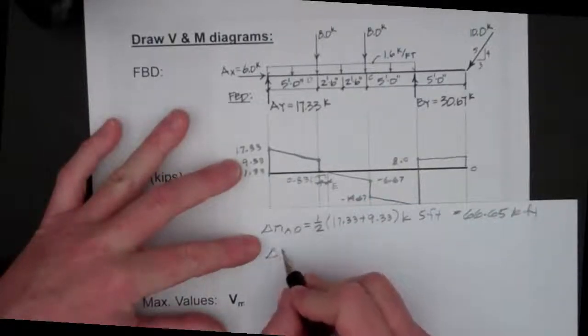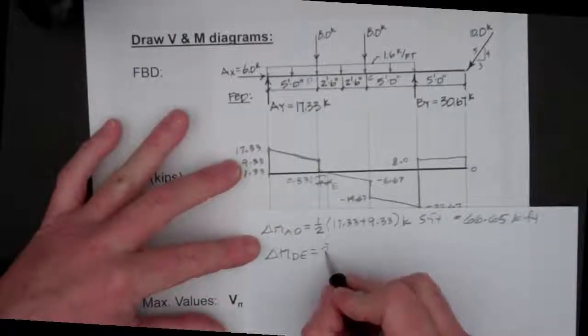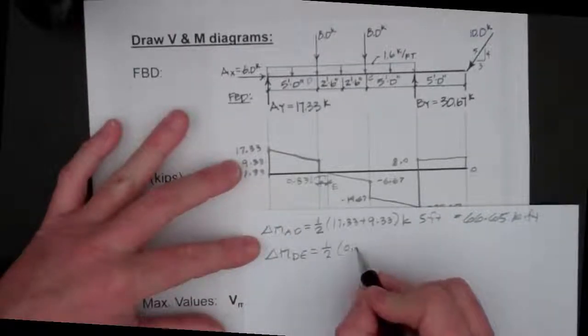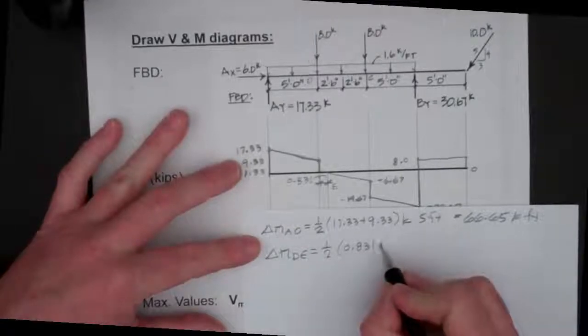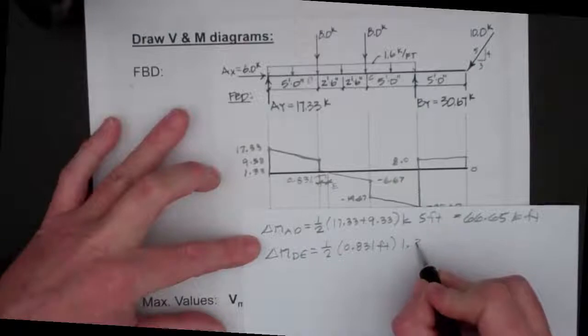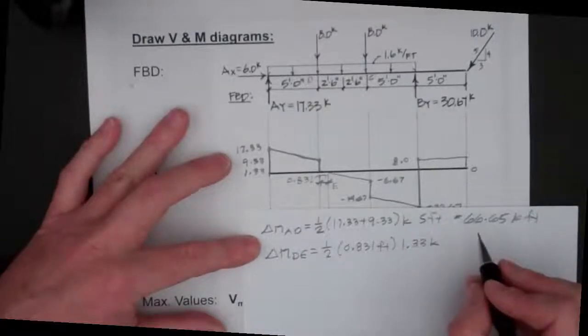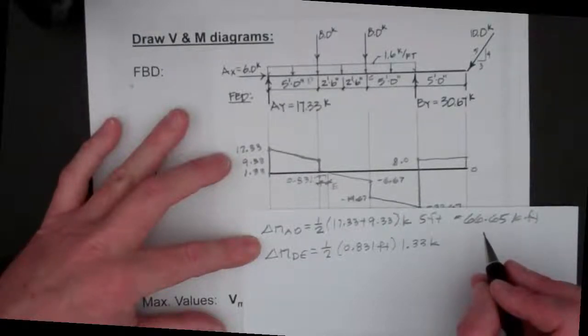So our change in moment is going to be the area of that triangle, which is 1/2 times the distance we found of 0.831 times the height of 1.33 kips, and that's going to give us 0.55 kip feet as our new change in moment.